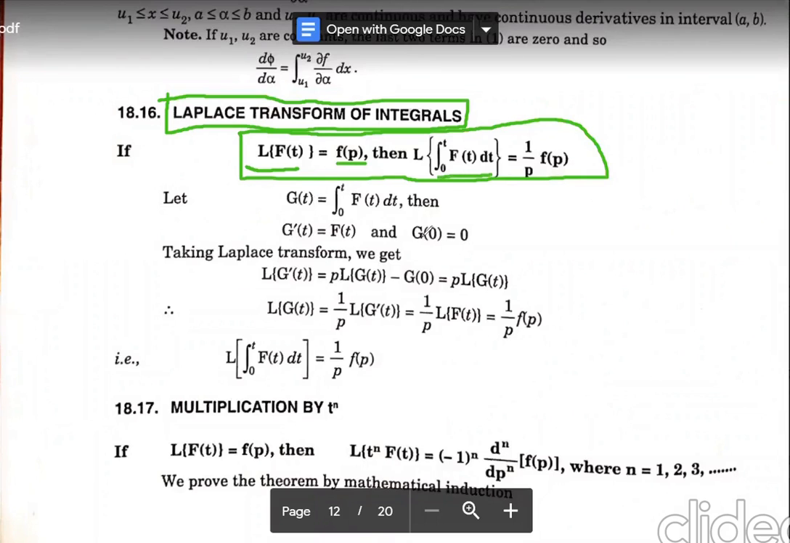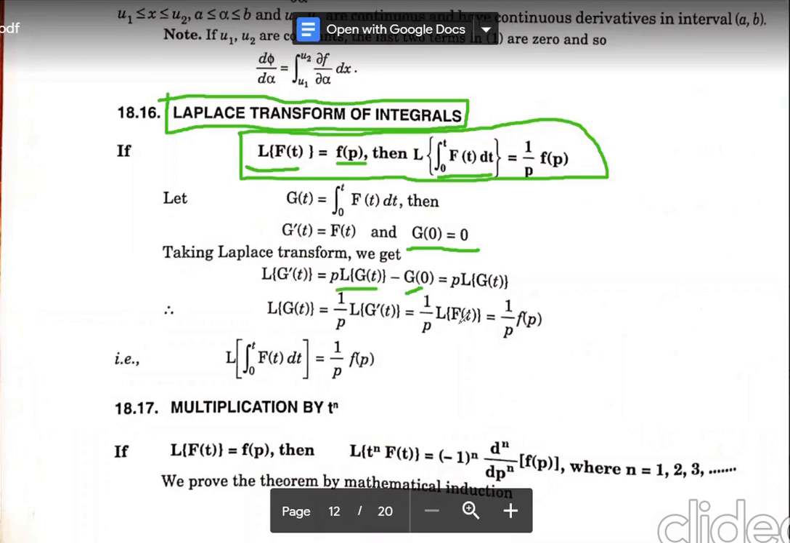If you differentiate both sides, you get g dash t, and differentiation and integration cancel out, so you will get f of t. And obviously g of 0 equals 0. This condition you have to substitute. Then if you take the Laplace transform on both sides, the Laplace transform of g dash t is equal to the Laplace transform of f of t. That means the Laplace transform of g dash t is p into the Laplace transform of g of t minus g of 0. And since g of 0 equals 0, that is p into the Laplace transform of g of t.